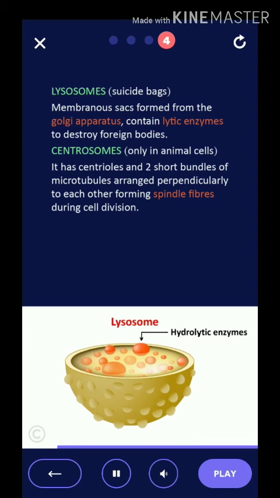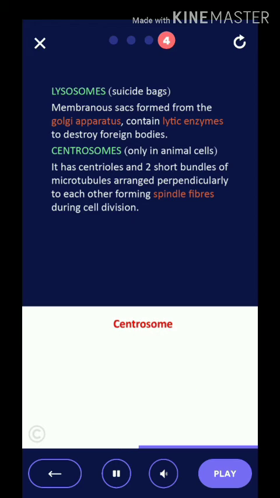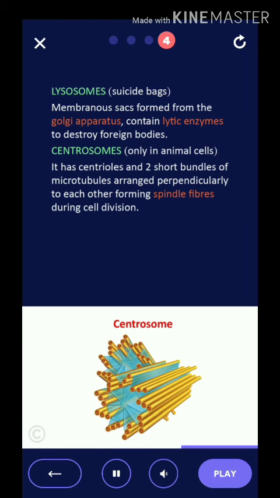Lysosomes and centrosomes. Lysosomes are also called suicide bags. They are membranous sacs formed from the Golgi apparatus, and contain lytic enzymes to destroy foreign bodies. Centrosome is found in animal cells only. It is made of centrioles, which have two short bundles of microtubules arranged perpendicularly to each other, forming spindle fibers during cell division.